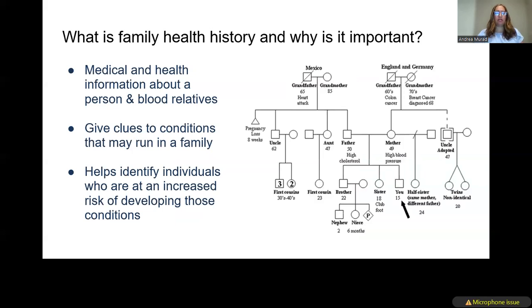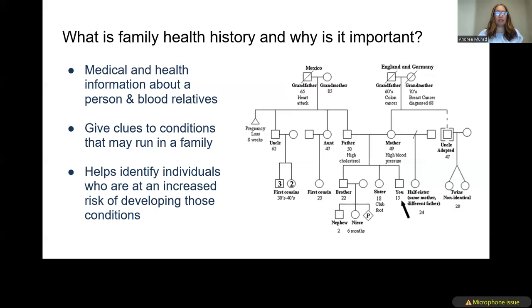So the family health history includes gathering and documenting medical and other health information, not just about the patient or the individual that you are seeing, but also about their blood relatives. Typically, when we talk about their blood relatives, we're going to be referring to all of their first, second, and third degree relatives.